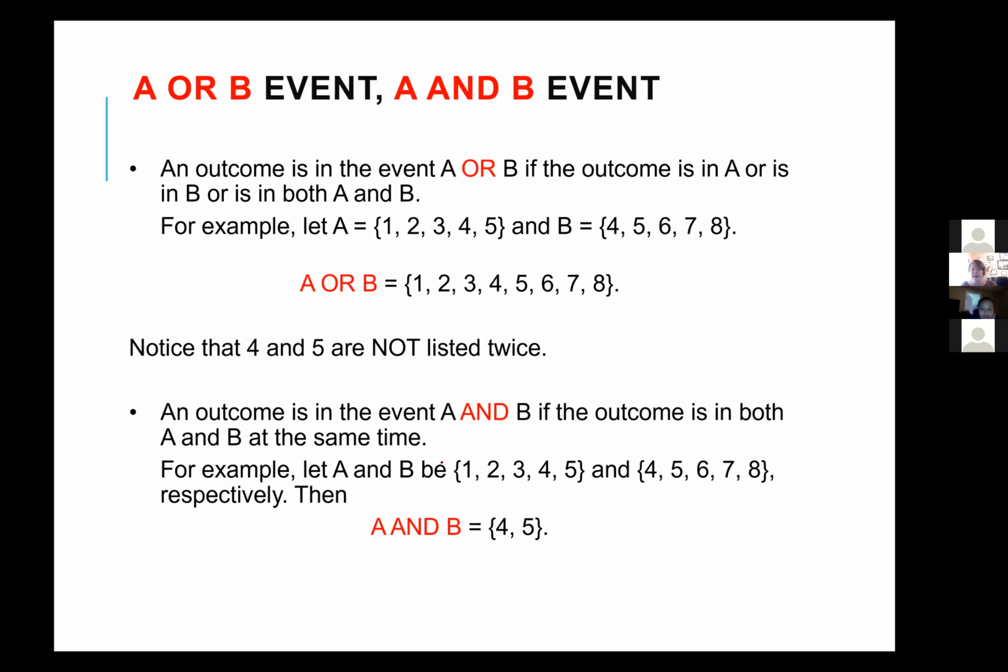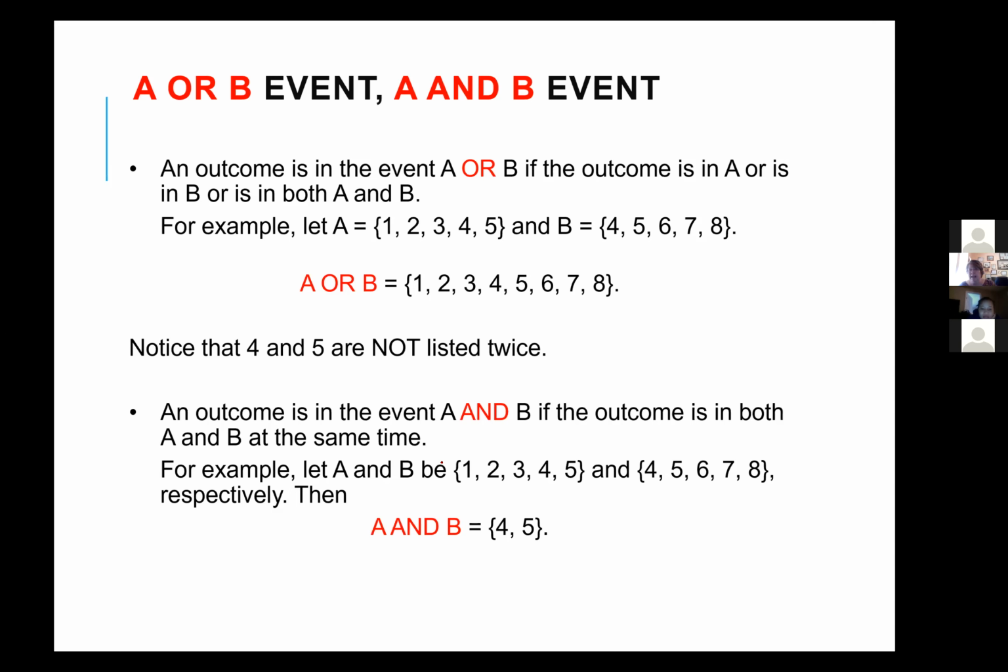Okay, so let's talk about and or events. We have an A or B event. That means either A or B occurs. And then we have an A and B event. That means both A and B occur. So the first is one or the other occurs. The second is they both have to occur. An outcome is an event A or B if the outcome is in A or is in B or is in both A and B.